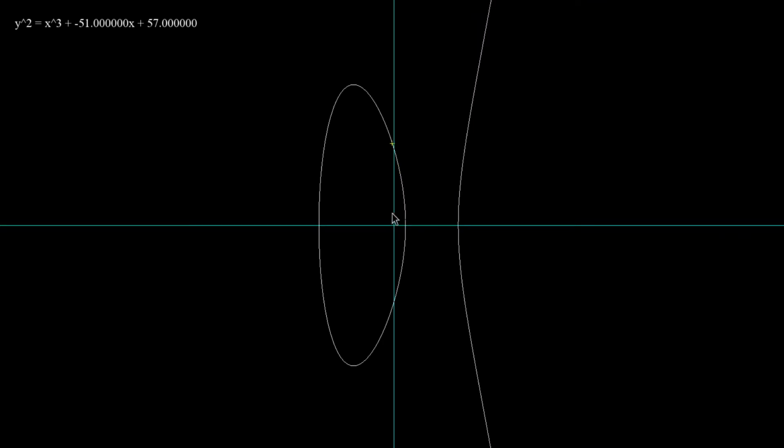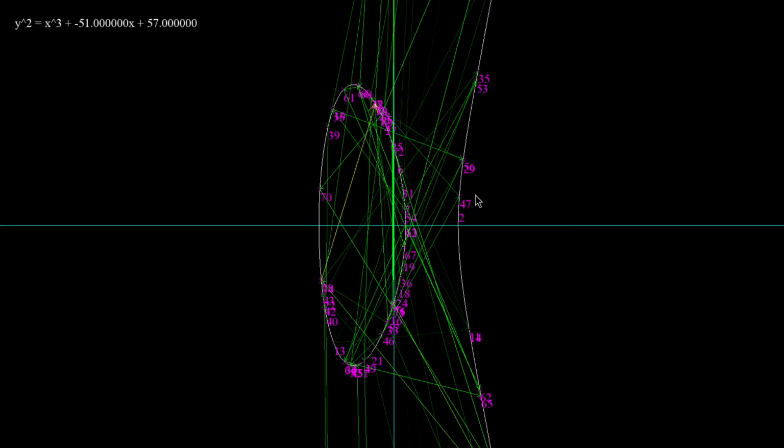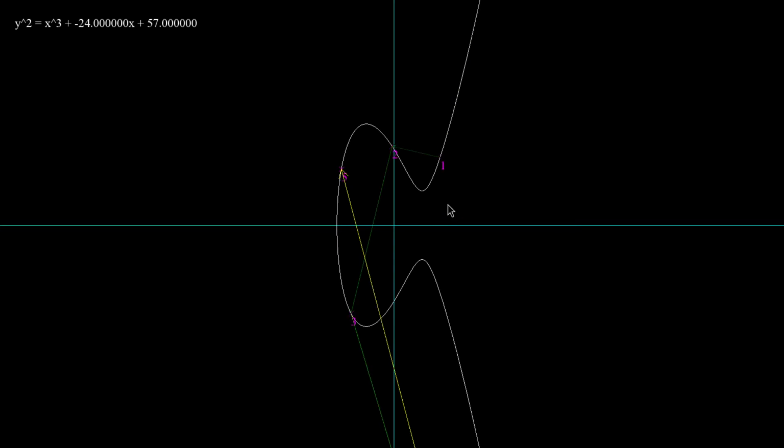So, this is elliptic curve cryptography, the core nugget of it, using the point addition operation.